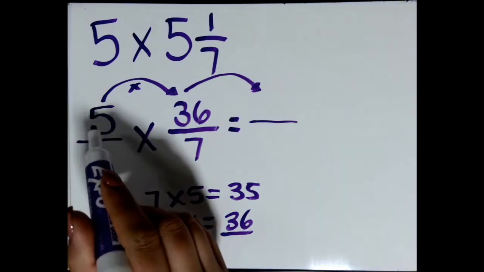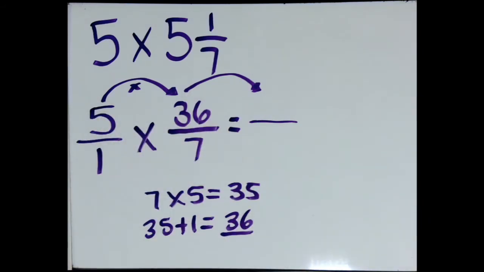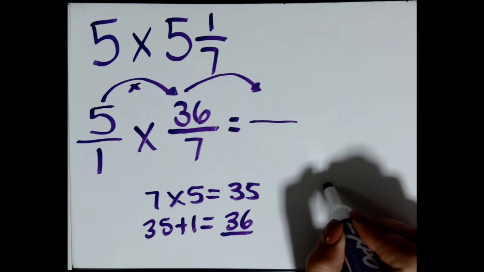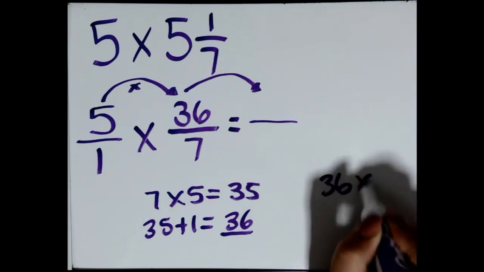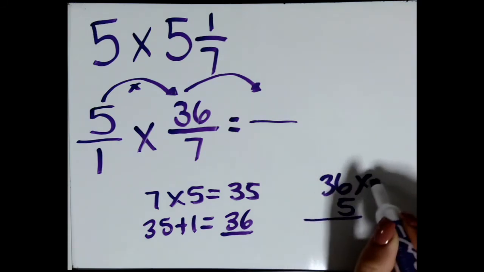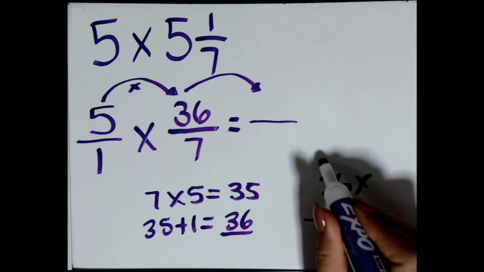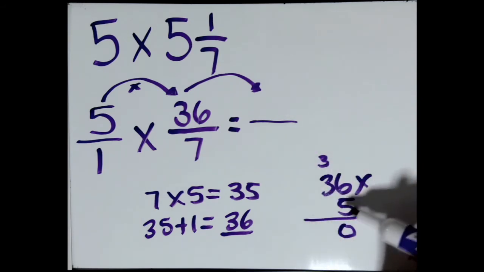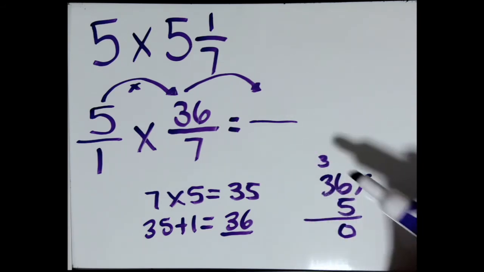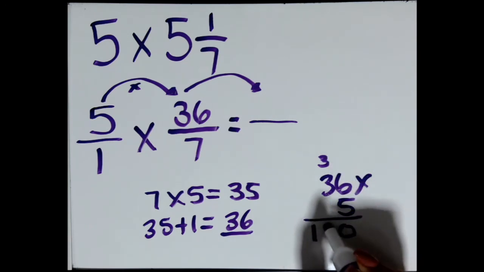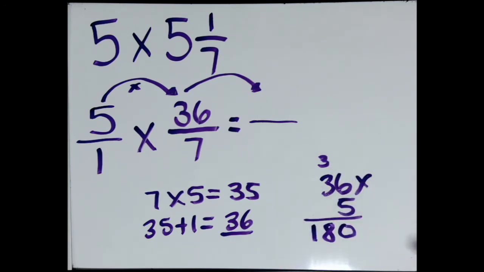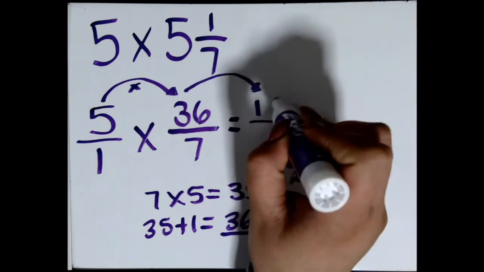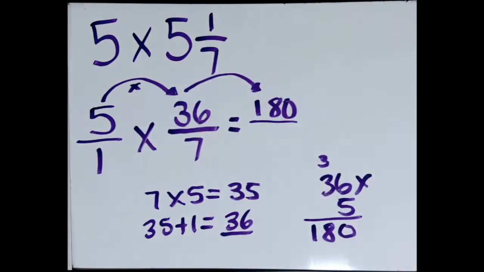If you cannot do 5 times 36 mentally, that's okay. You can do it next to it. Let's do 36 times 5. 6 times 5, it's 30. You carry the 3. 5 times 3, that's 15, plus 3, that is 18. So your answer is 180. You go ahead and put this as your new numerator in your answer.